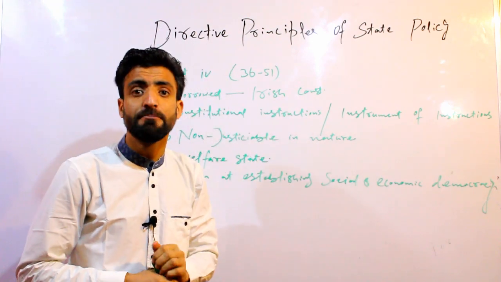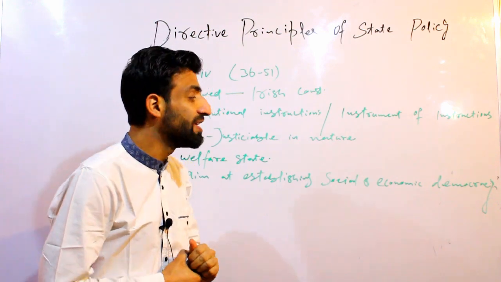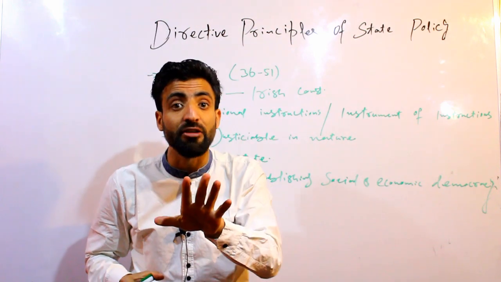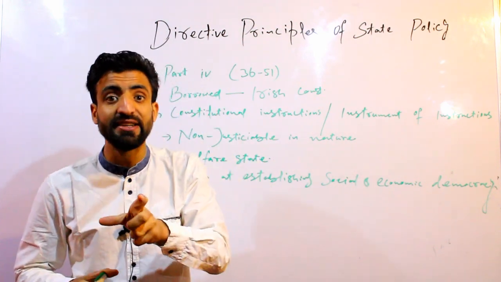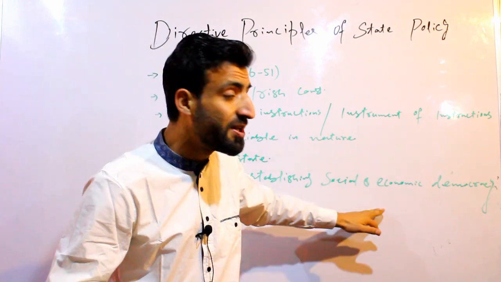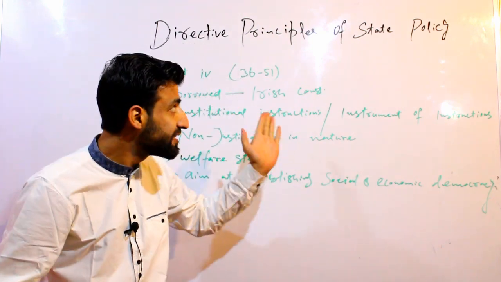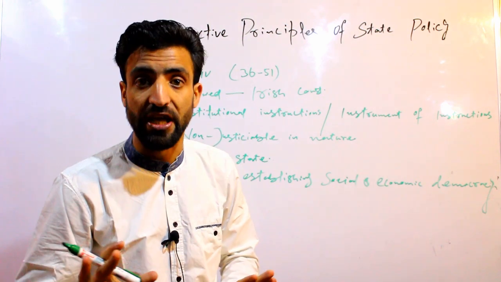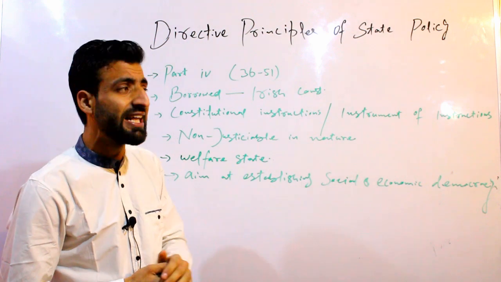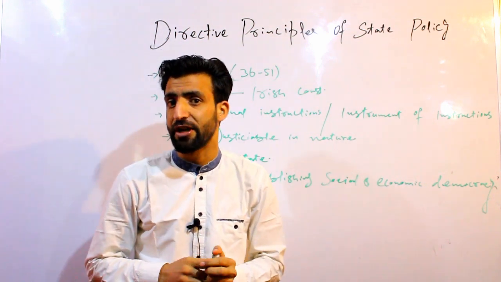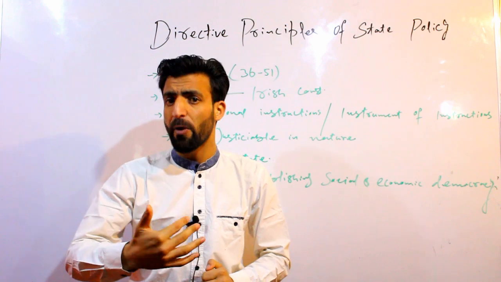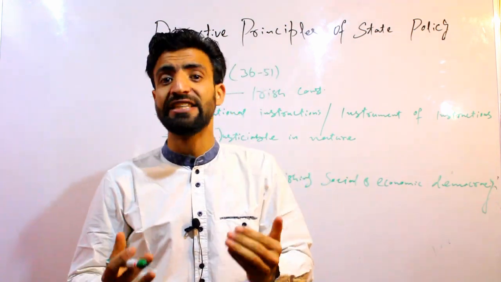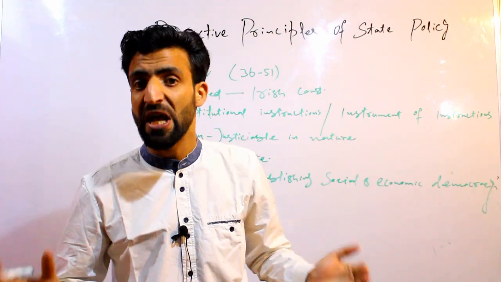So, directive principles of state policy aim at establishing social and economic democracy. If you recall, when we were discussing fundamental rights, I have told you that fundamental rights are aimed at establishing political democracy. But the directive principles of state policy are aimed at establishing social and economic democracy. Now let us see the classification of directive principles of state policy. Our constitution does not provide any classification, but the constitutional experts have given us the classification of directive principles of state policy.